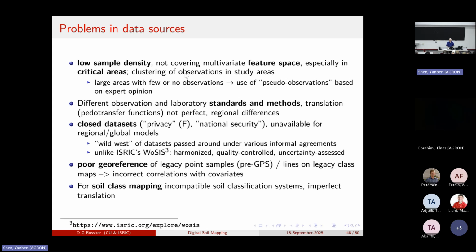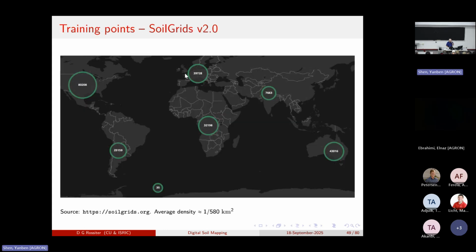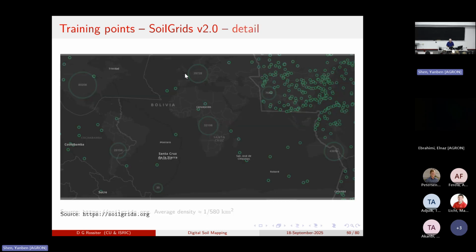So that's the problem. A lot of our data is older data. This is our training points for SoilGrids, and you can see all of Asia only has 7,600 points, right? Because of the data problem. India is a terrible miss. China too. If you look at Australia, it has 43,000 points. And of course the US is the champion, or North America is the champion.